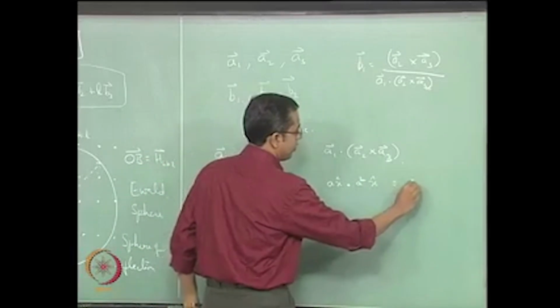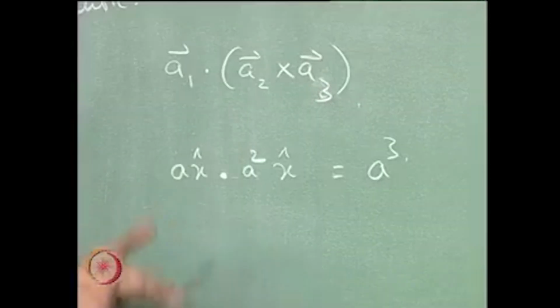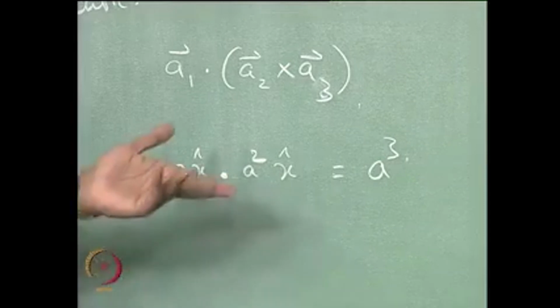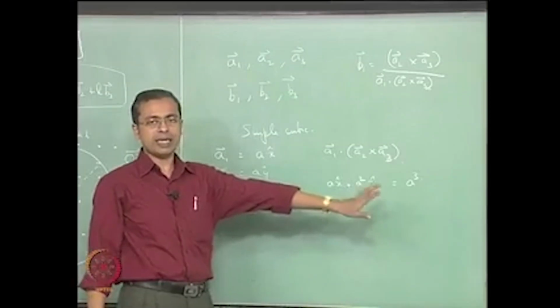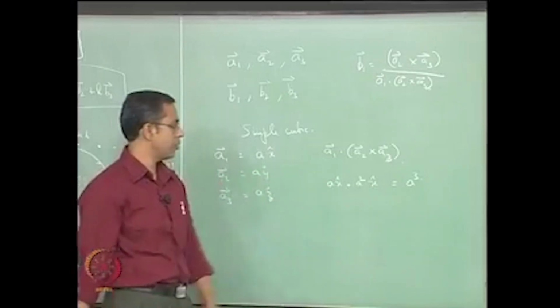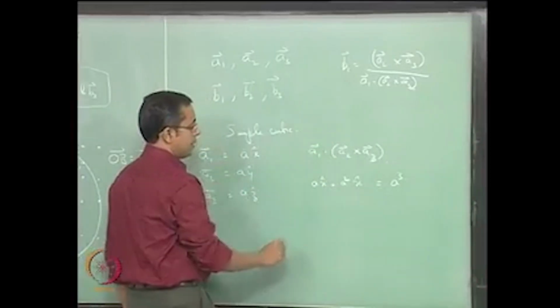So this is simply A cube, which of course we know for a simple cube with side A, the volume is A cube. Using the vectorial notation we get an answer that is consistent with what we already know, A cube. So now we need to simply calculate B1, B2 and B3.